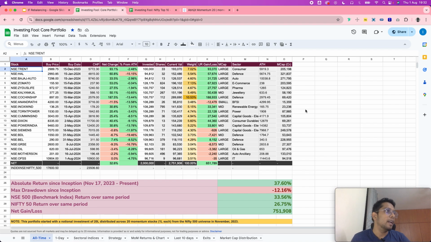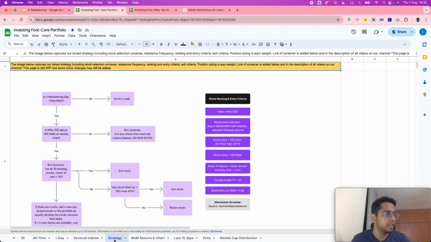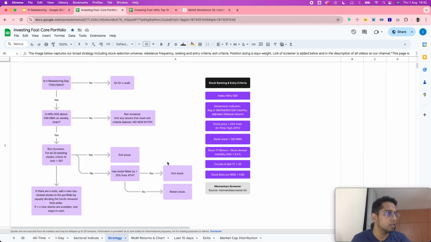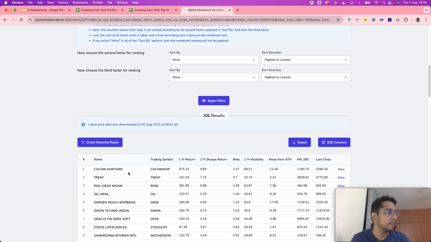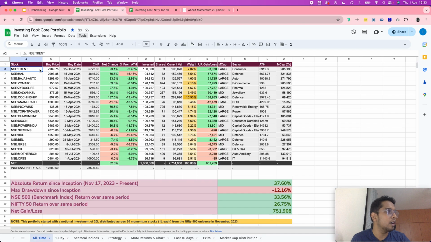Now there are some conditions around it, which you can see in the strategy tab as well. I think this should be 200 DMA rather than 100 DMA, but anyway, if I come back here, let's say the first stock is Trent, right? So I go here and I see Trent is there on rank 2. Similarly, you can check the other stocks one by one.